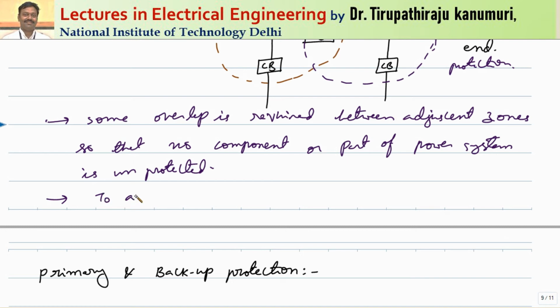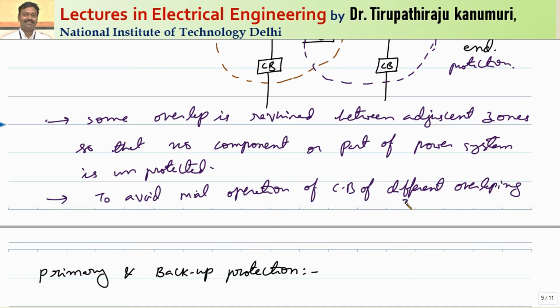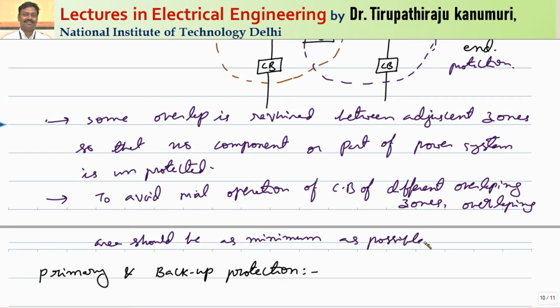So to avoid maloperation of circuit breakers of different overlapping zones, this overlapping area should be as minimum as possible. This is the basic thing that is required.